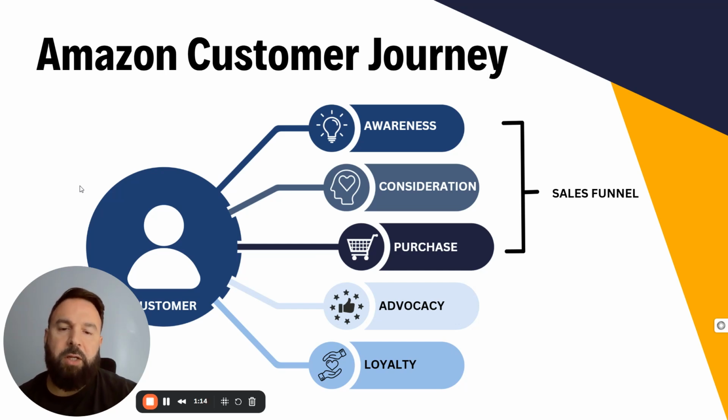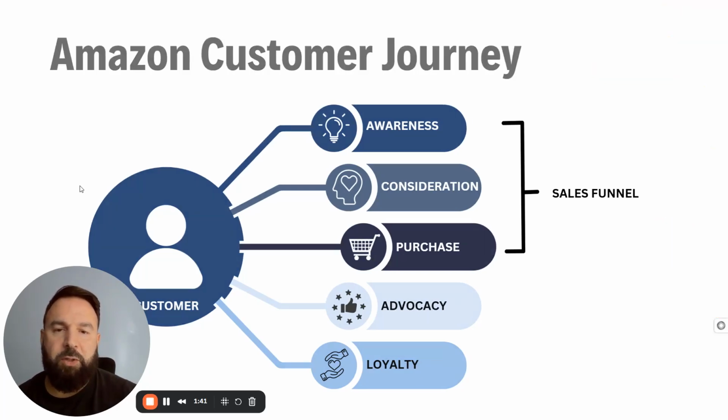sales steps. And then after that, advocacy. That's when you basically get a rating, reviews, or referrals, or somebody talking about your product. So that's when your customer becomes an advocate for you. And then the final step is loyalty. That's when your customer basically purchases from you again or purchases another product or the same product. But let's go into the Amazon sales funnel.